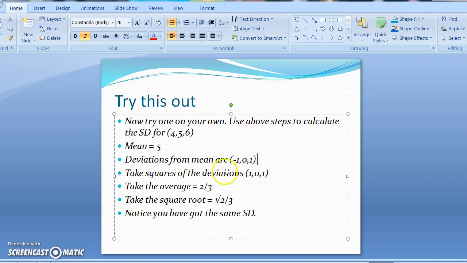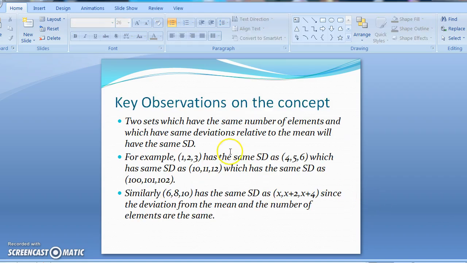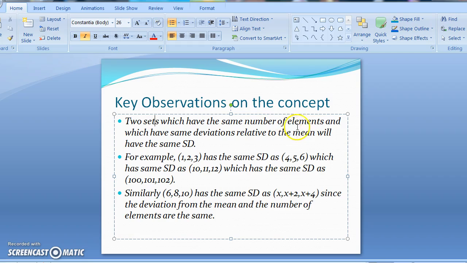Because deviations are same. Now we're going to square them, so that's going to be same. We're going to take the average, that's going to be the same because there are 3 elements. Then the SD is root of that, and therefore we get the same SD. So this is the key thing to observe, that two sets which have the same number of elements and which have the same deviations relative to the mean have the same SD. Alright, so please make a note of this.